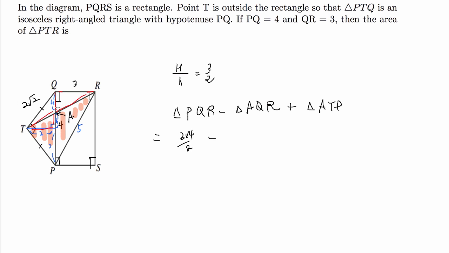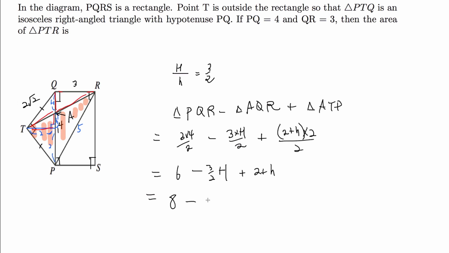AQR is, let's just write it out in terms of the big H. So it's going to be 3 times the big H divided by 2. ATP is going to be 2 plus the small h times 2, the height, over 2. Okay, so we get 6 minus 3 over 2 big H, and just 2 plus small h. So you get 8 minus 3 over 2 big H plus small h.